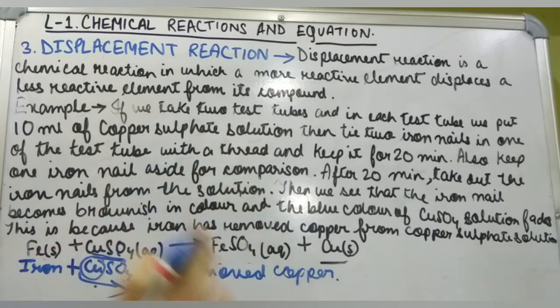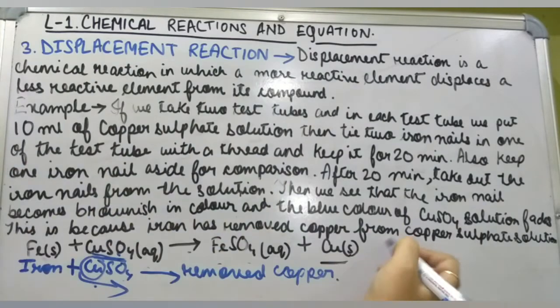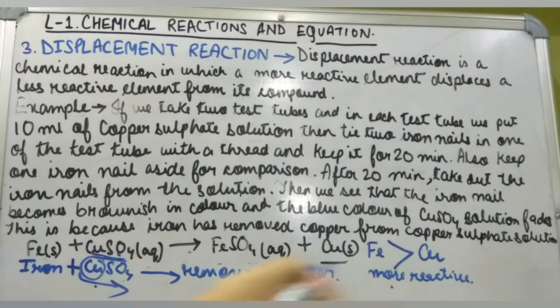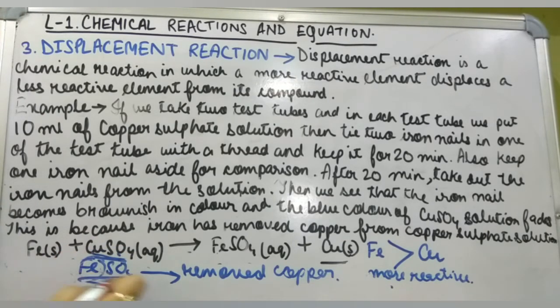So this type of reaction is called a displacement reaction. Okay, it means a more reactive element will displace a less reactive element. So here iron is more reactive than copper, which means iron is always more reactive than copper. This we can prove from the reactivity series. For the reactivity series I will give you a separate video. Since iron is more reactive than copper, in this particular activity the copper is removed from the copper sulfate solution, and in the product we have got iron sulfate, I mean ferrous sulfate, FeSO4.